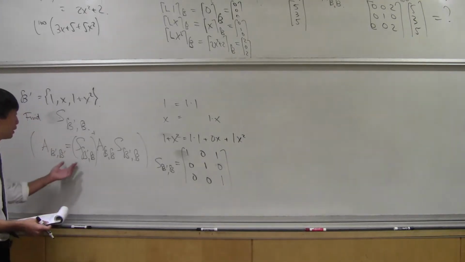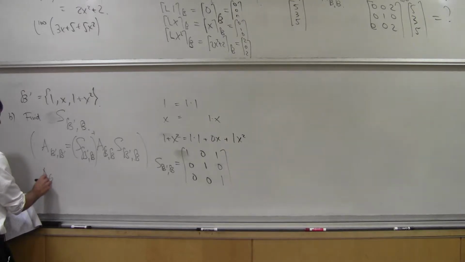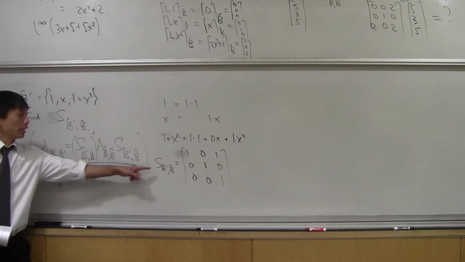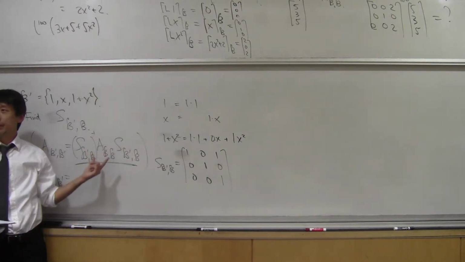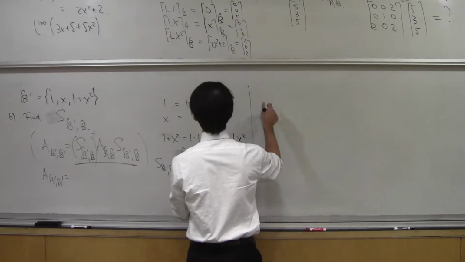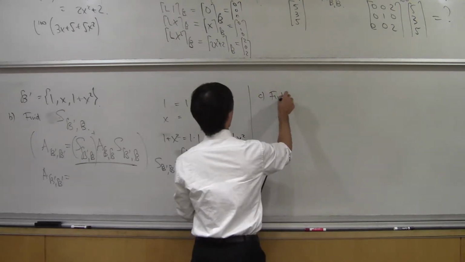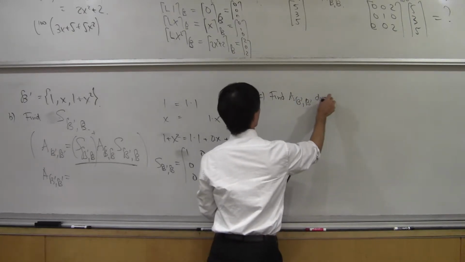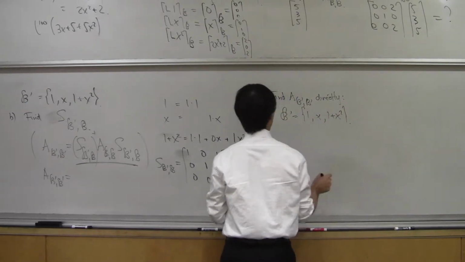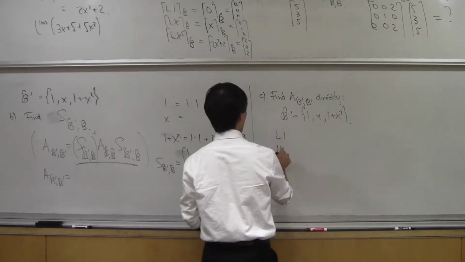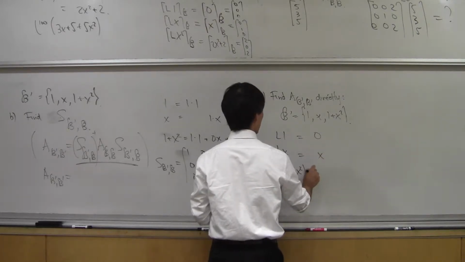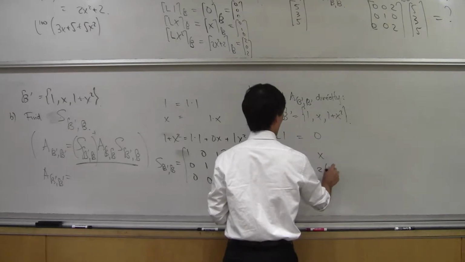And then you could find A B prime B prime by conjugating our first matrix by that guy. That's actually more of a pain than doing it the direct way. So if we find A B prime directly, B prime is 1, x, 1 plus x squared. You say, okay, let's apply L to 1, L to x, and L to 1 plus x squared. This turned out to be 0, this turned out to be x. This, if you work it out, turns out to be twice 1 plus x squared.